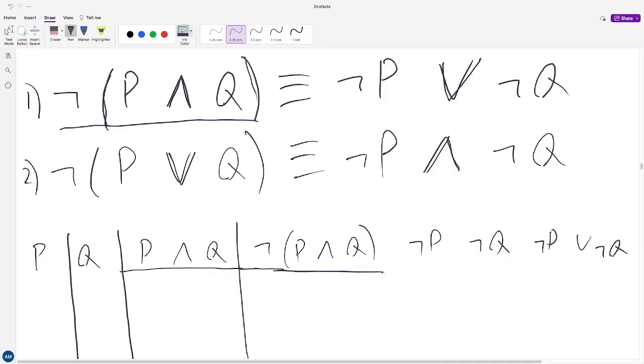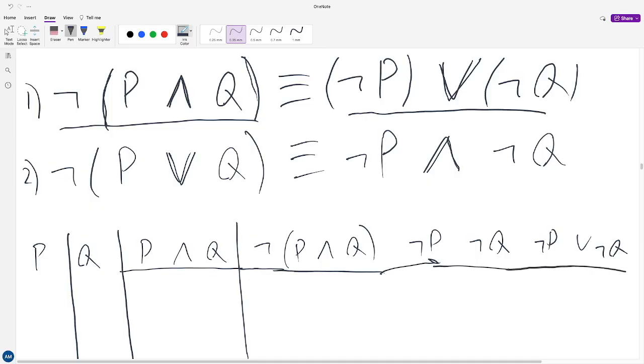In this second statement right here, we have that the nots take precedence. We want to draw parentheses. This is what it will look like. The nots take precedence over the or. So we tack on the not P, we evaluate not P, and we evaluate not Q, and then we evaluate not P or not Q.